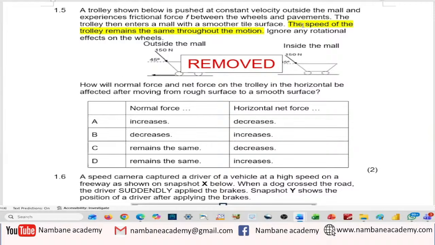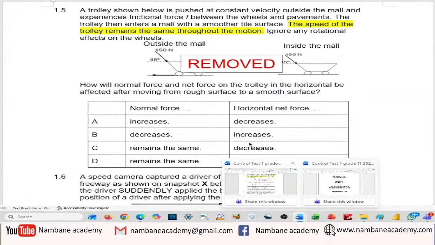The speed of the trolley remains the same throughout the motion. So that for us took this question out of context. Not the science necessarily to be incorrect, but there won't be any option that will be correct for this question with that statement in. I will open this for any comments from colleagues. Otherwise, 1.5 will be removed and the 2 marks will be distributed as we move along.